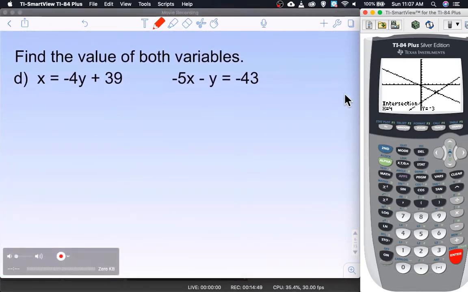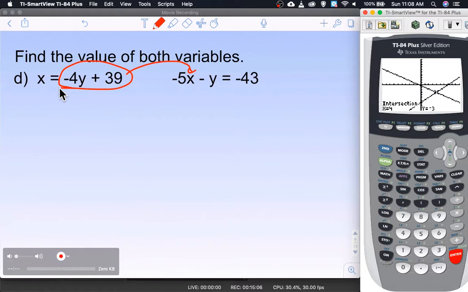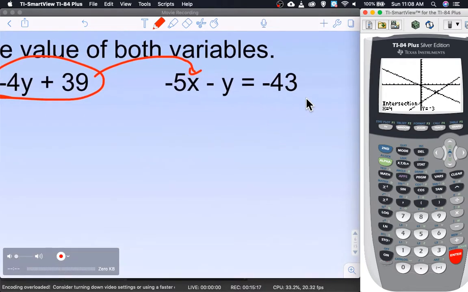All right, letter D. Find the value of both variables. All right, so here, this equation is a little bit different because now it's x equals. That doesn't change the math at all. All it's saying is now I'm going to plug this junk in for the x instead of plugging in for y. This problem is set up for substitution, because I can immediately substitute this junk in for the other x. So let's do that.